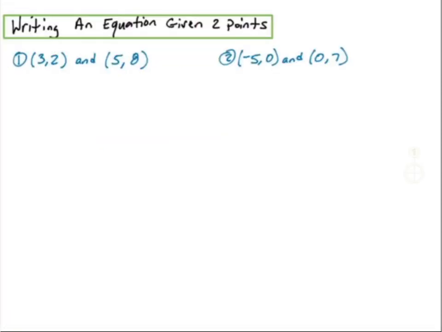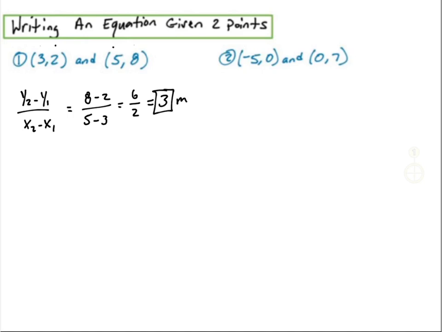This time we're looking at writing an equation given 2 points. So they didn't actually give us the slope yet. That means before we can put this into point-slope form, we're first going to need to find the slope. And remember, your slope formula, if you don't recall, is y2 minus y1 over x2 minus x1. So for this problem, we've got x1, y1, x2, y2. So we're going to take 8 minus 2 over 5 minus 3. 8 minus 2 is 6, 5 minus 3 is 2, so our slope in this case is just 3.